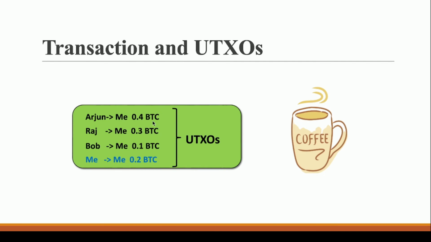So this is how our UTXO field will look. We will have Arjun's UTXO, Raj, Bob, and this will be a UTXO from me to me, right? Because I'm transferring 0.2 Bitcoin from my wallet to me only. So that's how this will look in our cryptocurrency, in our Bitcoin wallet. And yes, definitely we have also bought this coffee.